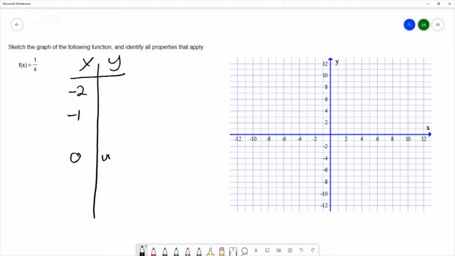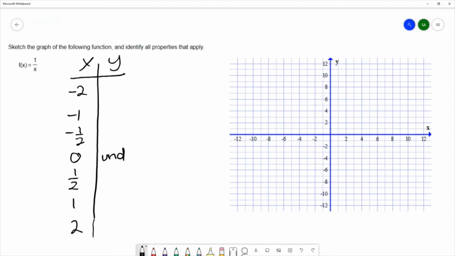So instead of choosing 0, I'll choose a couple points that are close to 0. On one side, that would be -1/2, and the other side, +1/2. And then I'll continue with my standard points, which is 1 and 2. Now this function is given a name of reciprocal function because every number that you substitute in, you get out the reciprocal of that value.